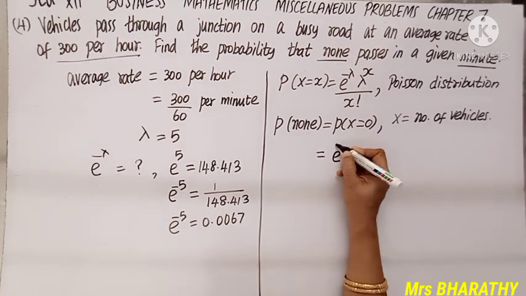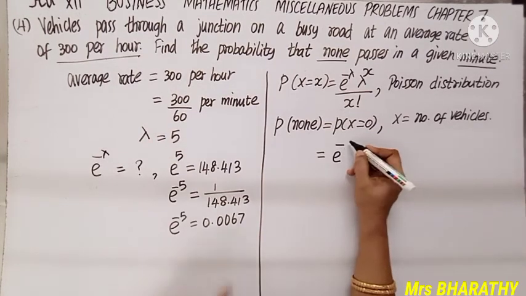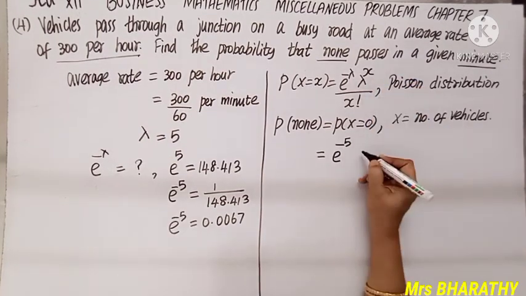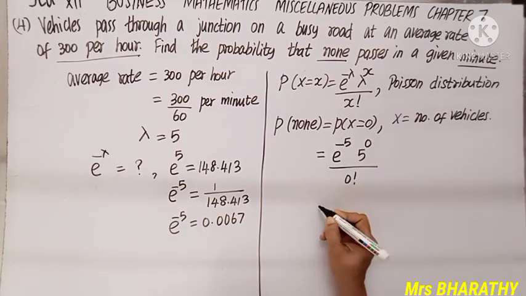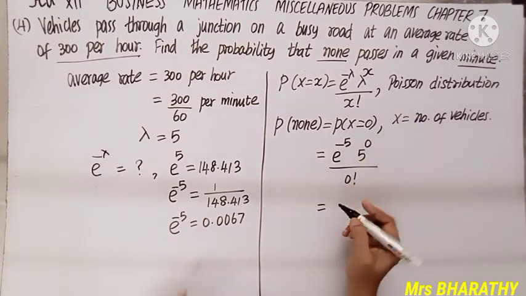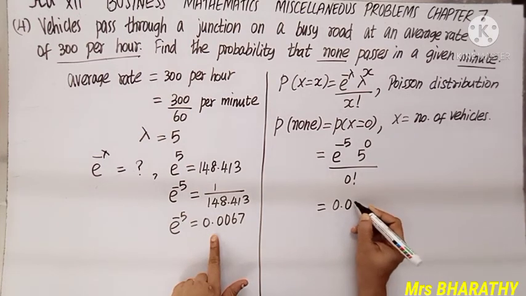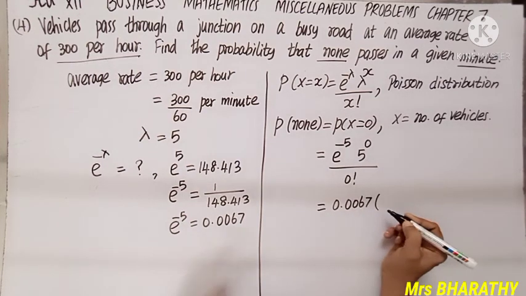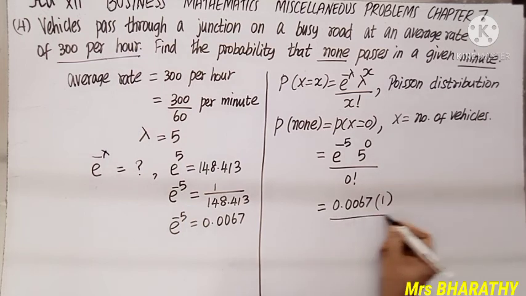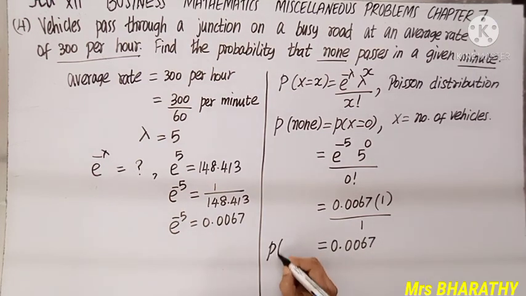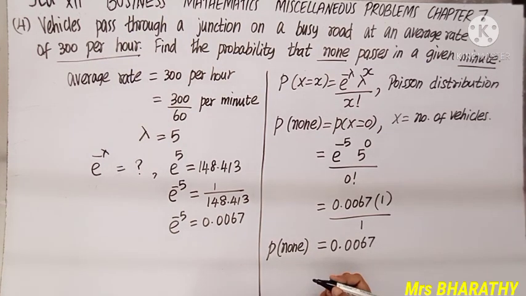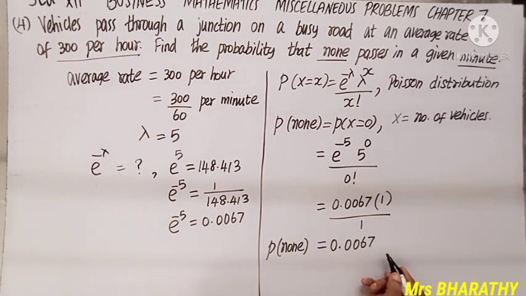E power minus lambda, value 5. Lambda power x is 5 power 0, x factorial is 0 factorial. E power minus 5, as I have calculated, is 0.0067. 5 power 0 is 1. 0 factorial is also 1. So my answer is 0.0067. So the probability that no vehicle passes through is 0.0067.